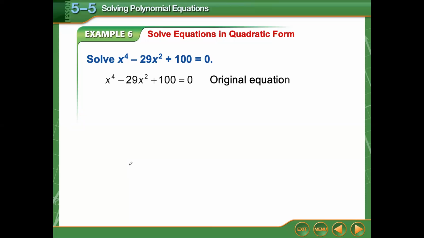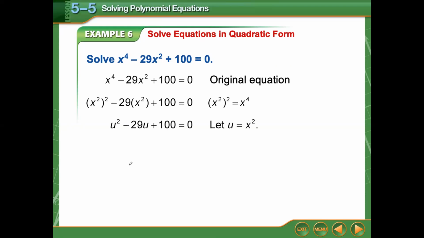For this, we can go ahead and do it by factoring. So we're going to rewrite this in quadratic form, and we get x squared squared minus 29x squared plus 100. So they're going to let u equal x squared, and so we can just substitute that in. And now we can go ahead and factor, and we get u minus 25 times u minus 4.